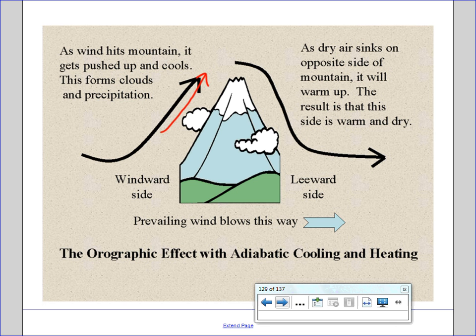Now as the wind brings the air down on the other side, they call that the leeward side of the mountain. That's the side that is away from the prevailing wind. Now as it comes down, that air can get compressed due to higher pressure, so that warms it up, and that tends to move it away from the dew point, so it is drier. So you get opposite types of weather on either side of the mountain.